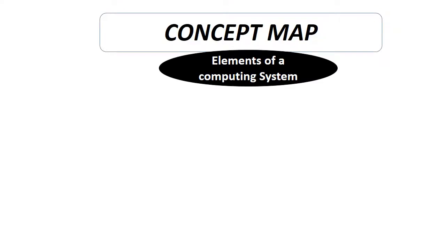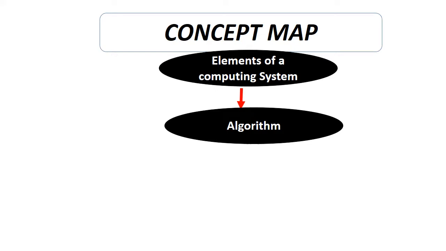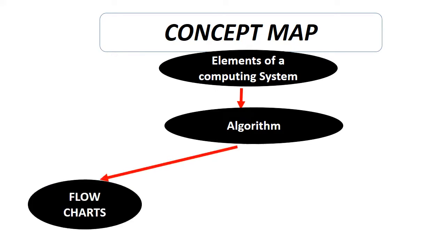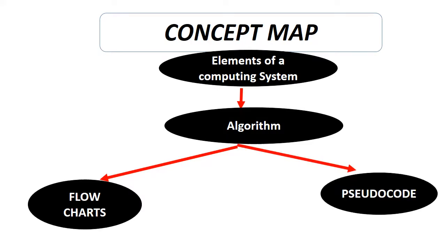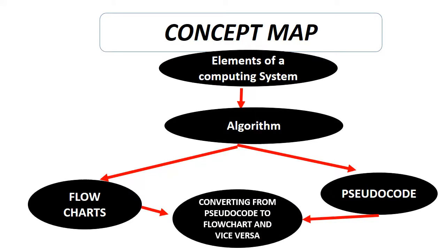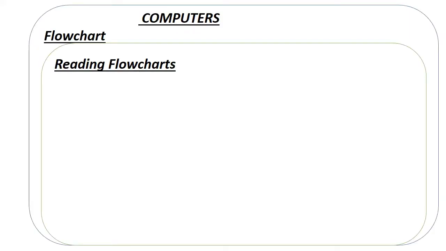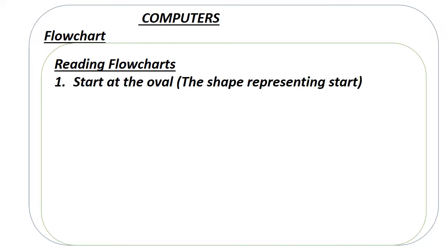Computers. So far, we have looked at elements of a computing system. We also looked at algorithms. In this video, we're going to take a look at flowcharts and pseudocodes. And we're going to learn how to convert from pseudocode to flowchart and vice versa. So we're going to start with a flowchart.